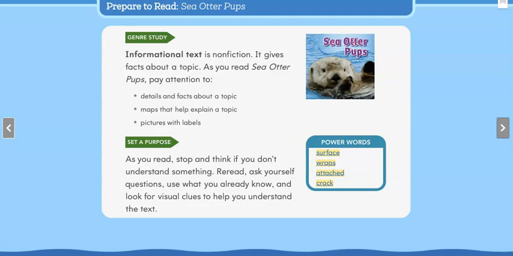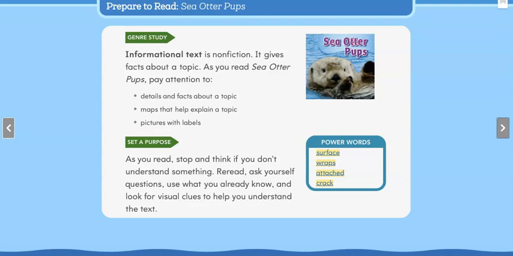Let's set our purpose. As you read, stop and think. If you don't understand something, reread, ask yourself questions, use what you already know, and look for visual clues to help you to understand the text. The power words that we will find in this text are surface, wraps, attached, and crack.